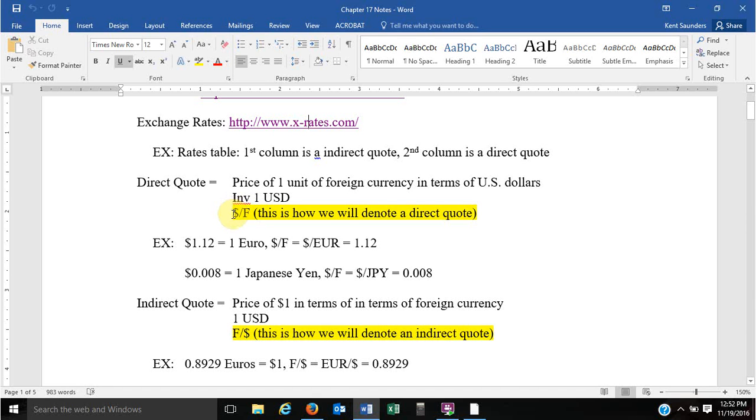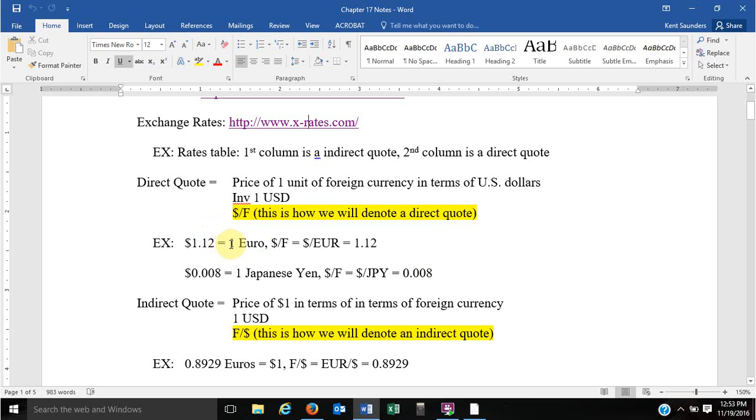In any case, when we're talking about a direct quote, we're going to symbolize that as dollars per unit of foreign currency. So $/F, where F represents foreign currencies. Here in an example, if we were talking about dollars per euros, that $/F may be expressed as $/euro. In any case, $1.12 is equivalent to 1 euro. So in order to buy 1 unit of foreign currency, to buy 1 euro, it takes $1.12. A different exchange rate: how many dollars would it take to buy a yen? In this case, you might get 0.008 is 1 yen. So the dollar to yen exchange rate is 0.008.